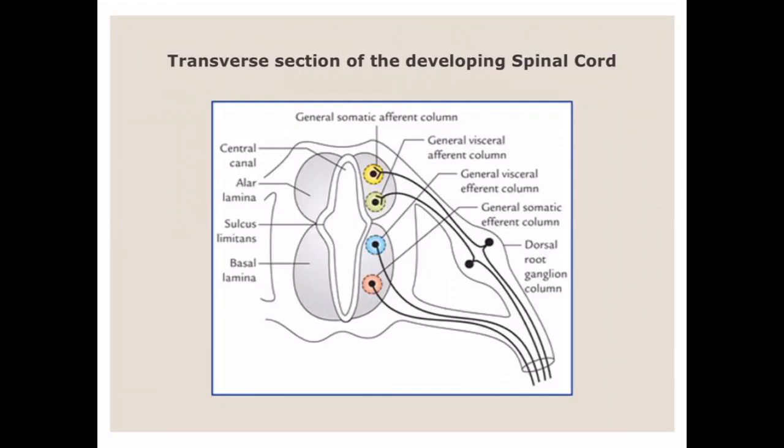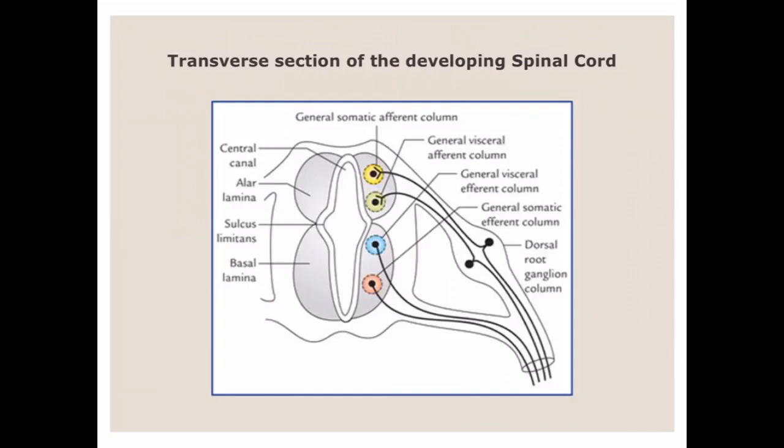Now, we have to add the prefix general because in between both these nuclei, in the dorsal aspect as well as the ventral aspect, is the emergence of one more nucleus, and that nucleus is destined to supply the developing pharyngeal arches. Again, same somatotopy. Whatever will be ventral to sulcus limitans will be special efferent, and whatever is dorsal to the sulcus limitans will be special afferent.